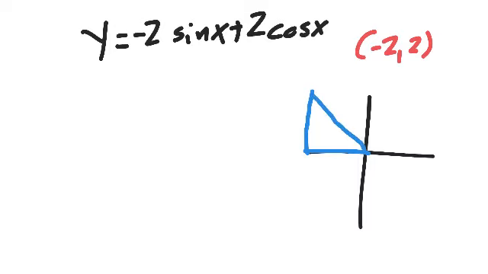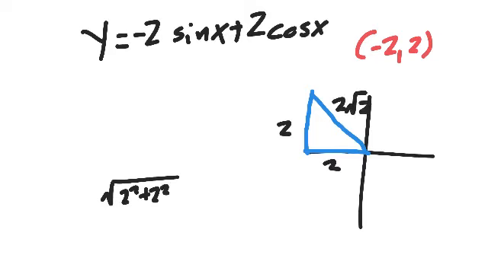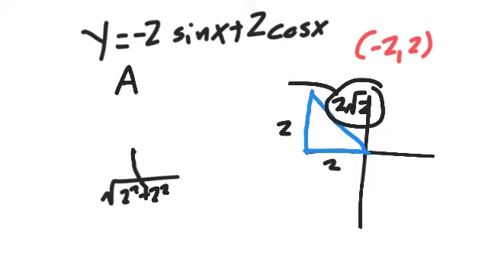That's going to put me in the second quadrant. So I went left 2, I went up 2. So now if I want to find my hypotenuse, the hypotenuse here would be the square root of 2 squared plus 2 squared, which is going to be 2 radical 2. So I've now found my alpha. I'm sorry, not my alpha. I've now found my A. So A is going to be 2 radical 2.